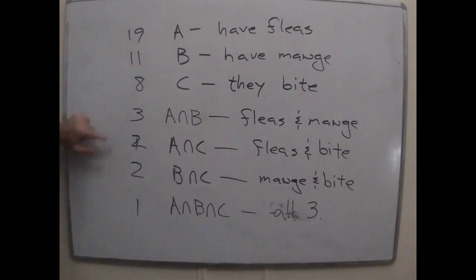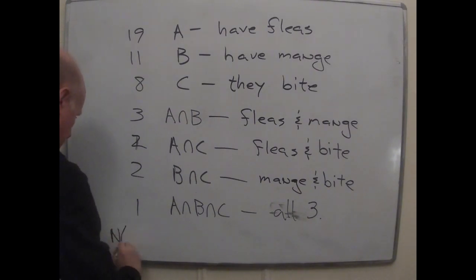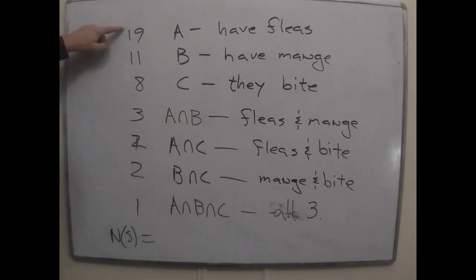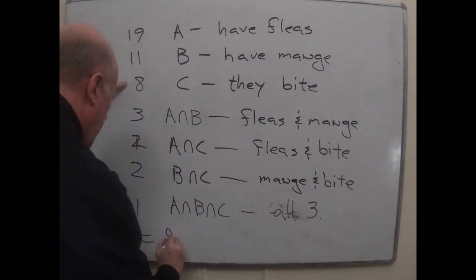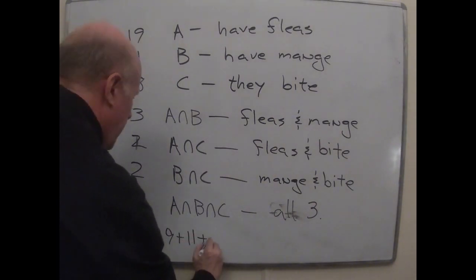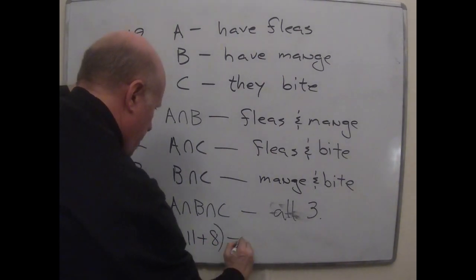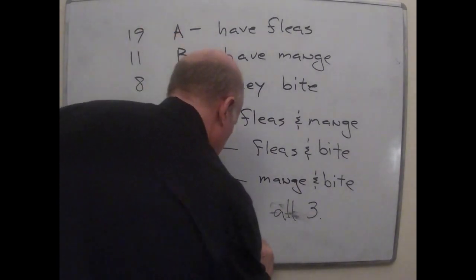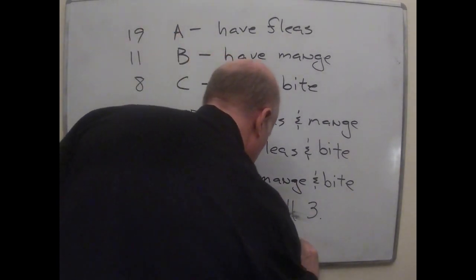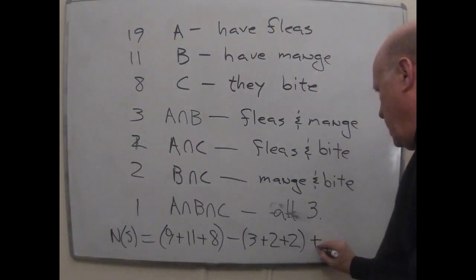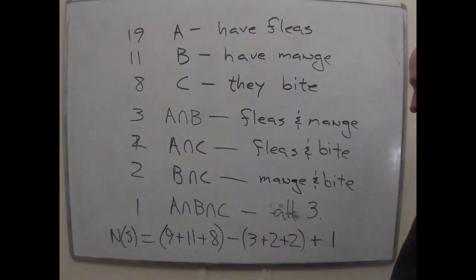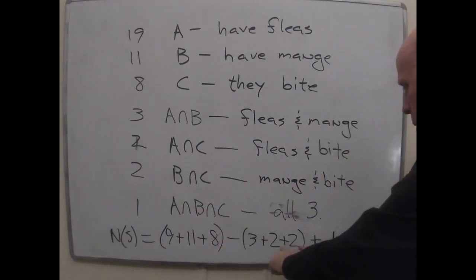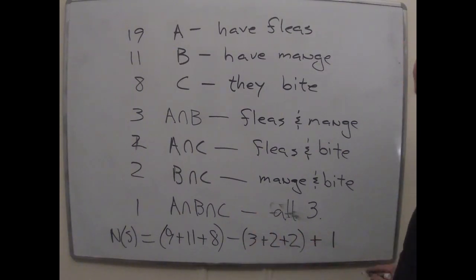Well, the inclusion-exclusion rule says that the number of things in this set is, you add these, so it's 19 plus 11 plus 8, and then you subtract out the pairwise intersections, so that'd be 3 plus 2 plus 2. And then you add back in the single one, the three-way intersection. So that would be 38 minus 7, 31, plus 1, 32, according to my calculation.